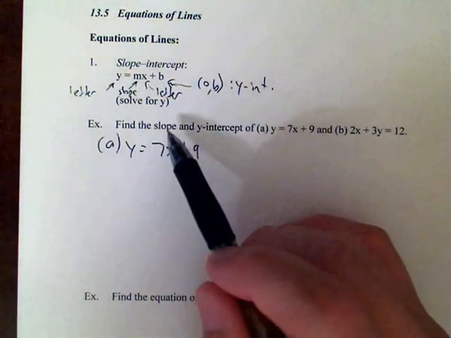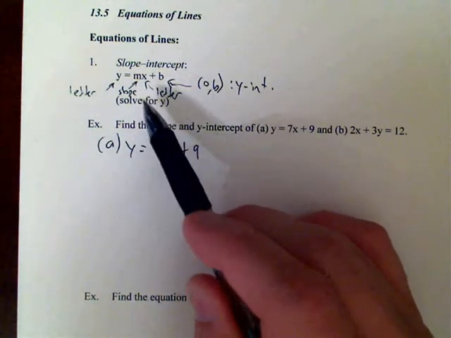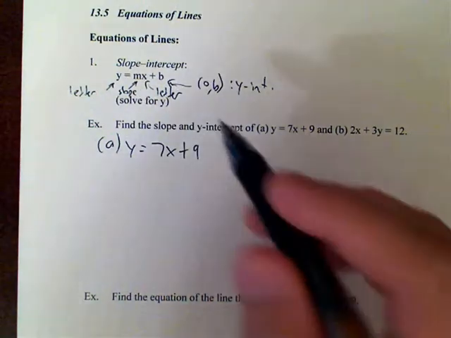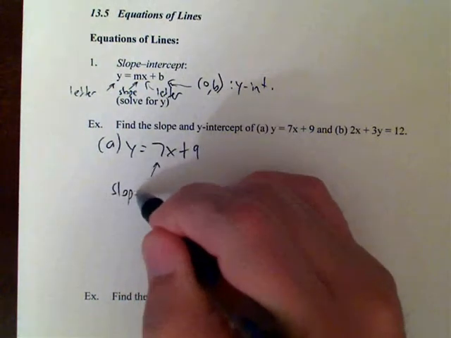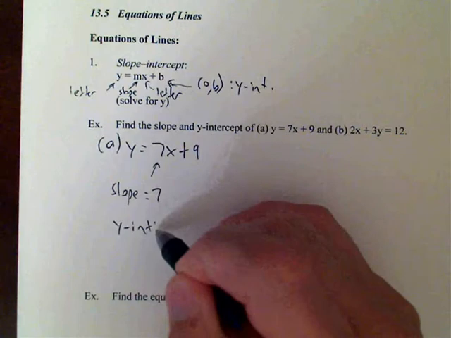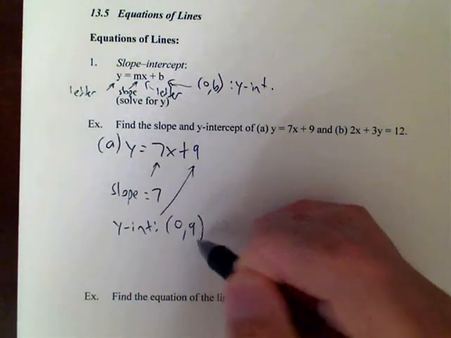Anytime it's y equals, it's already in slope-intercept form. That's what this means. If it's not y equals, you solve for y to make it y equals. And when you do, the number in front is your slope. Number in front of the x, that is. And then the y-intercept, a lot of people think it's 9, but it's actually the point (0, 9).